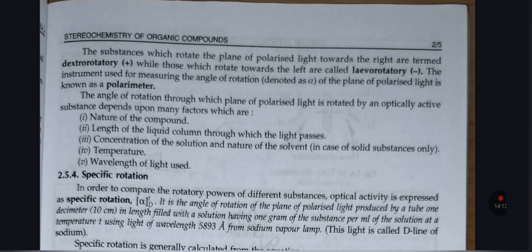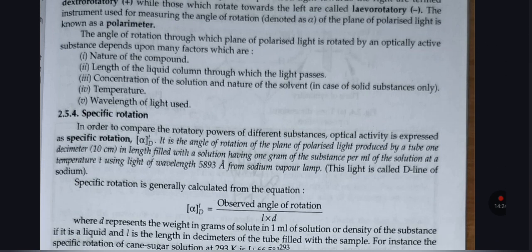The instrument used for measuring the angle of rotation, denoted as alpha, of the plane of polarized light is known as a polarimeter. The angle of rotation through which the plane of polarized light is rotated by an optically active substance depends upon many factors, which are nature of the compound, length of the liquid column through which the light passes, concentration of the solution and nature of the solvent in case of solid substance only, temperature, and wavelength of light used.